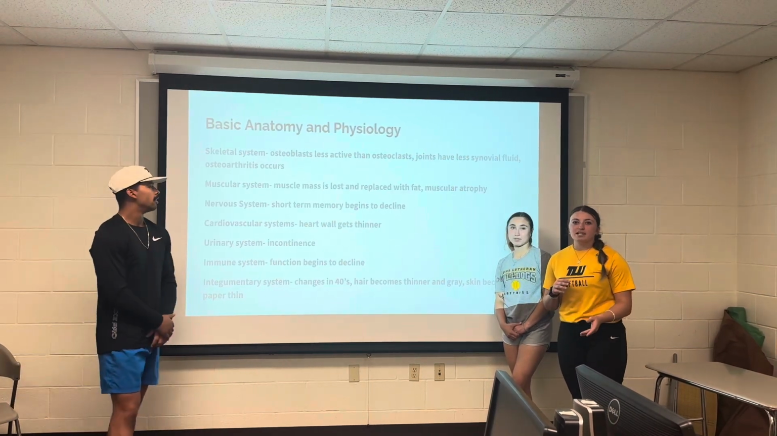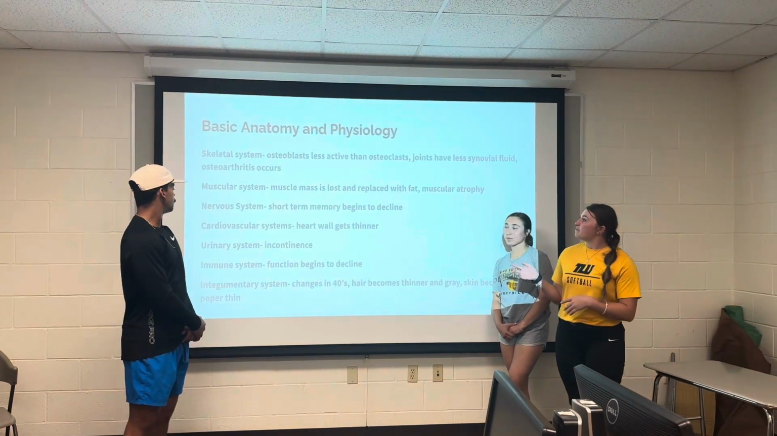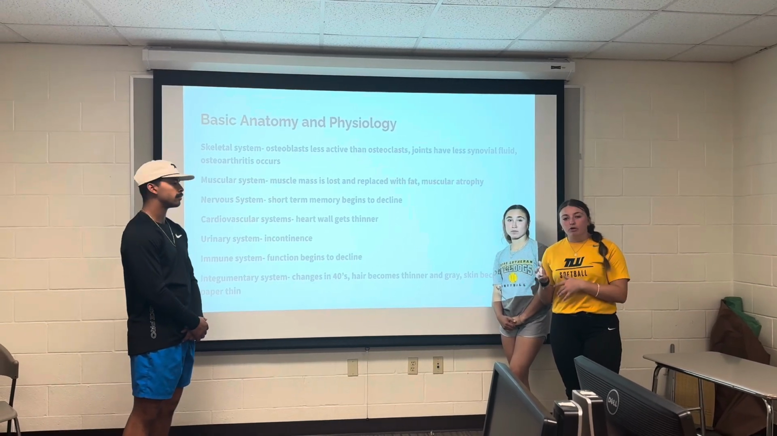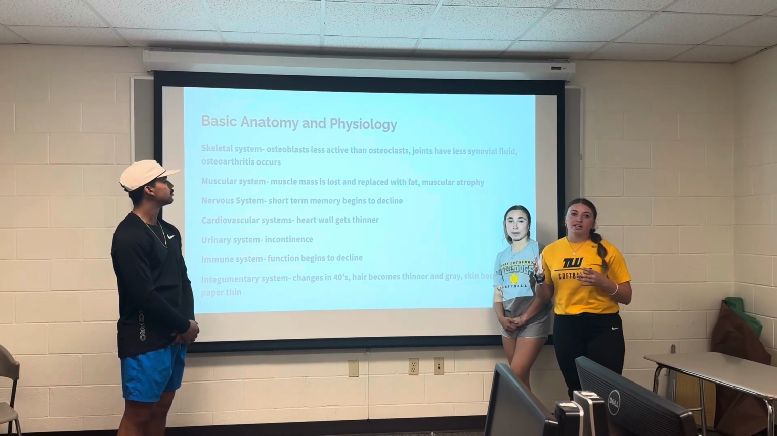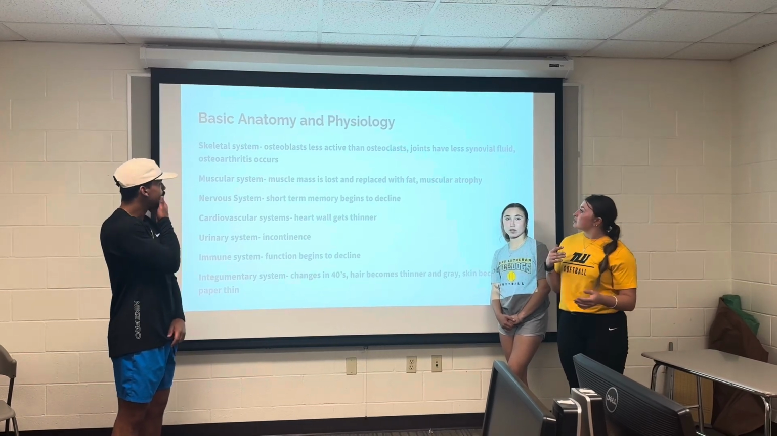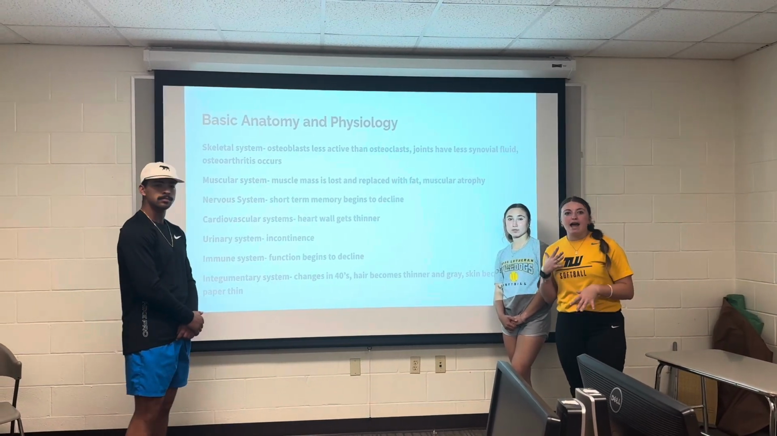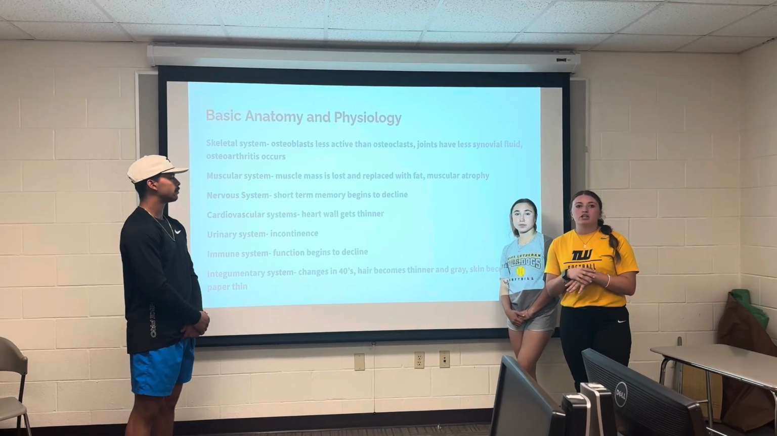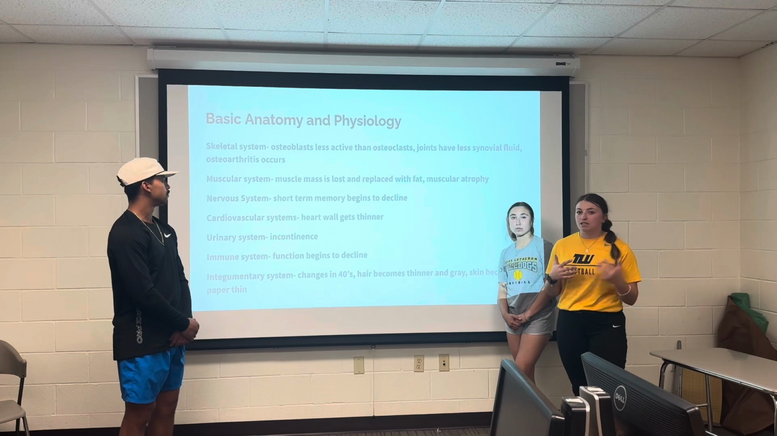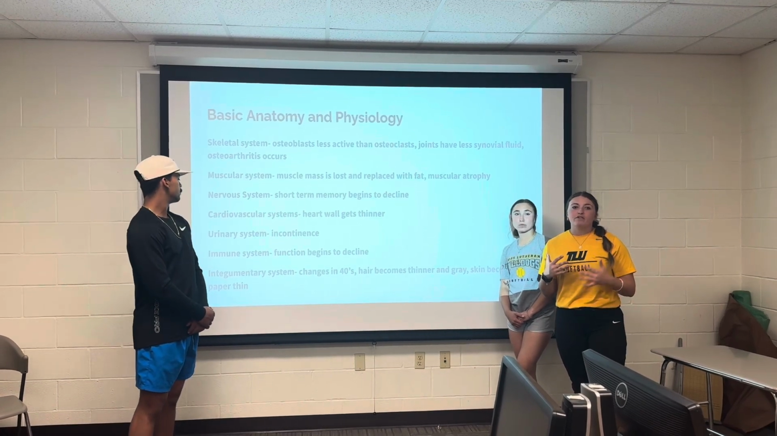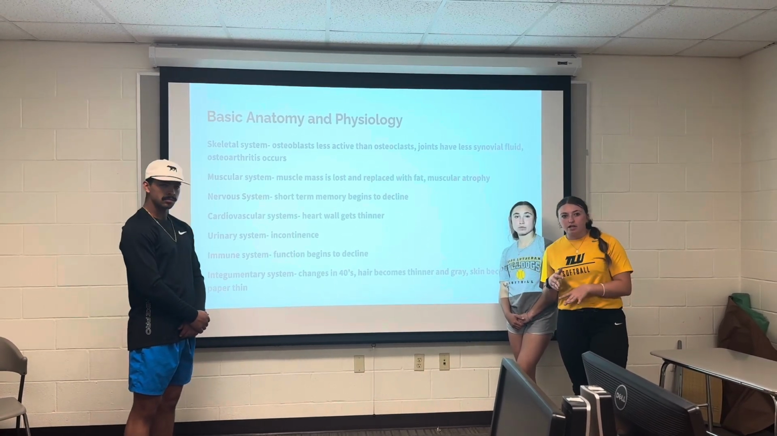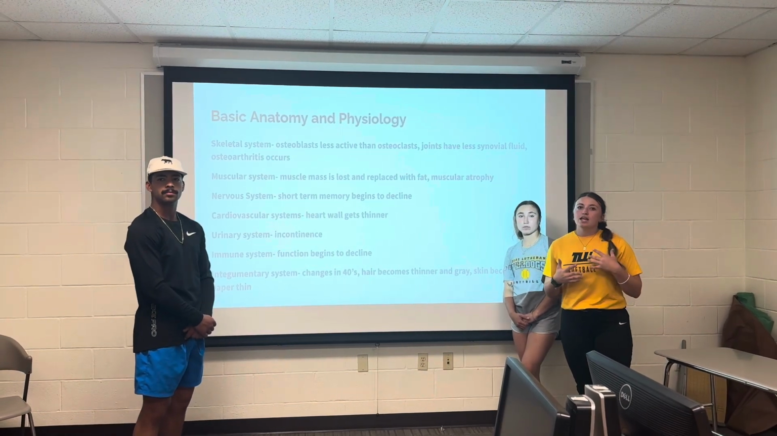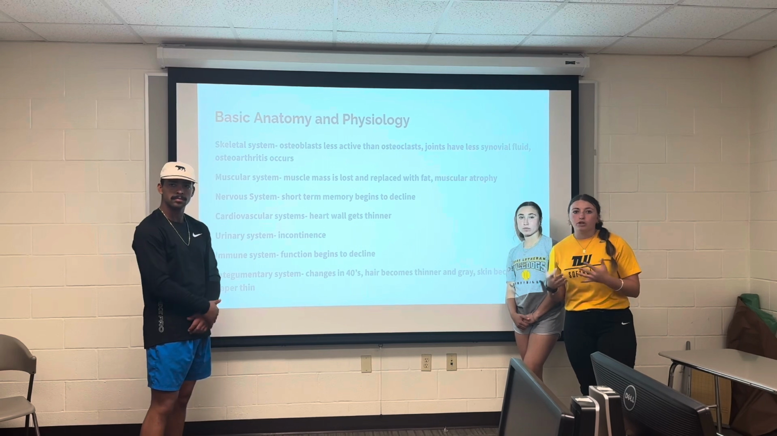So first, just some basic anatomy and physiology. In the skeletal system, you'll see as you age, the joints have less synovial fluid, so osteoarthritis can occur. In the muscular system, you lose some muscle mass, so that would be muscular atrophy. In the nervous system, short-term memory will begin to decline. In the cardiovascular system, your heart wall gets thinner. In the urinary system, you'll see incontinence, which is your inability to hold your feces or urine.